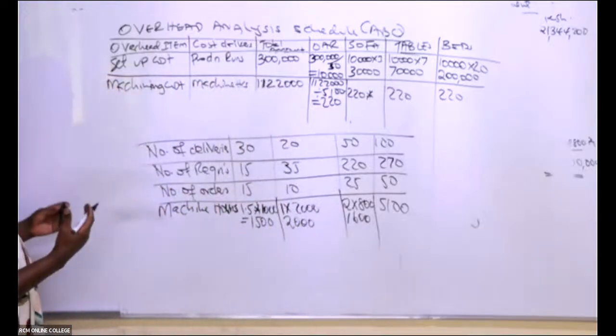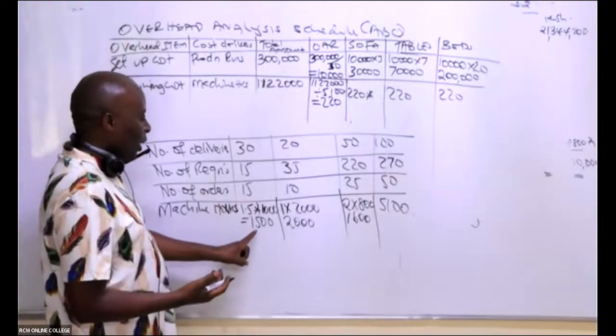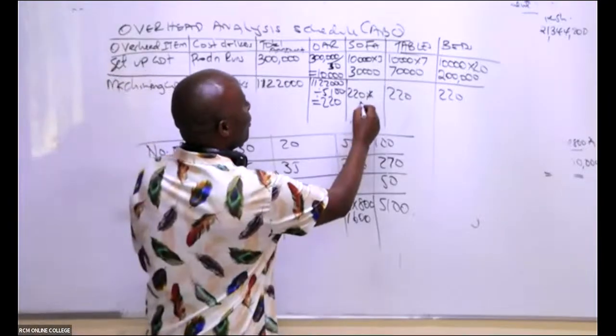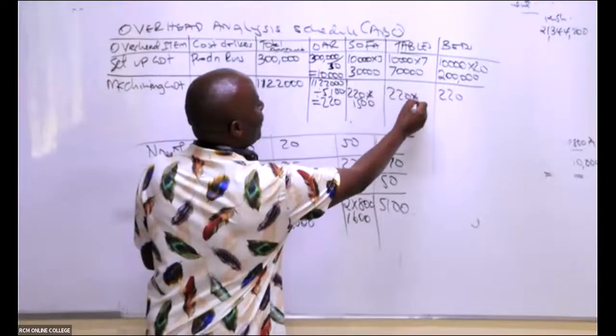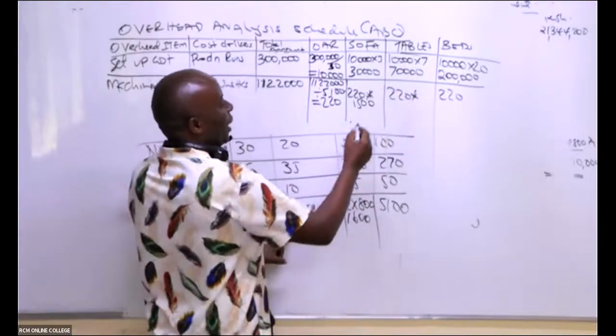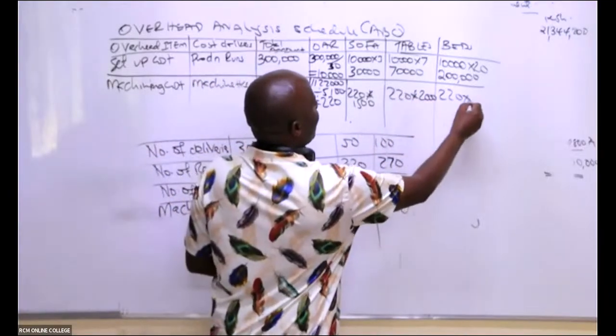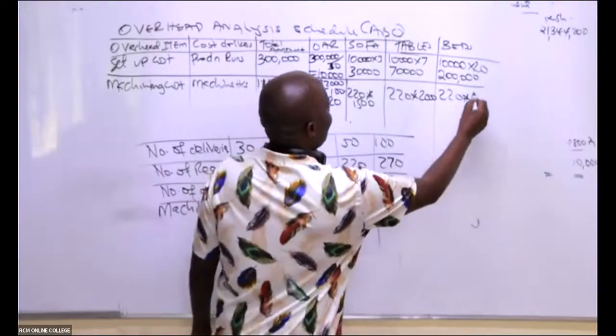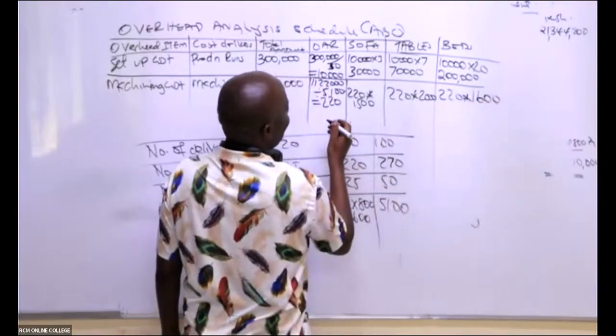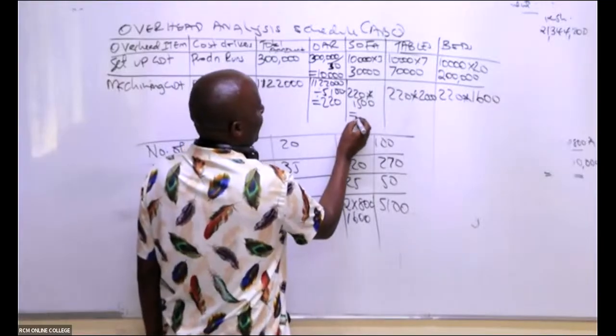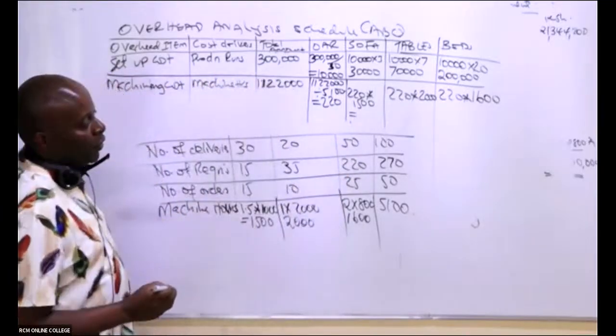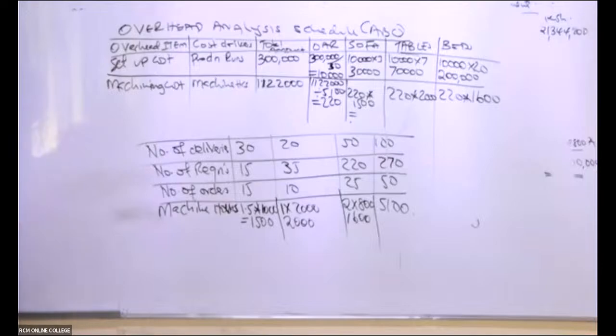If it is sofa set, I have the machine hours for sofa set. They are 1,500, times 220. Then for the next product, 2,000 times 220, and 1,600 times 220. Like that. So are you able to give me these values?